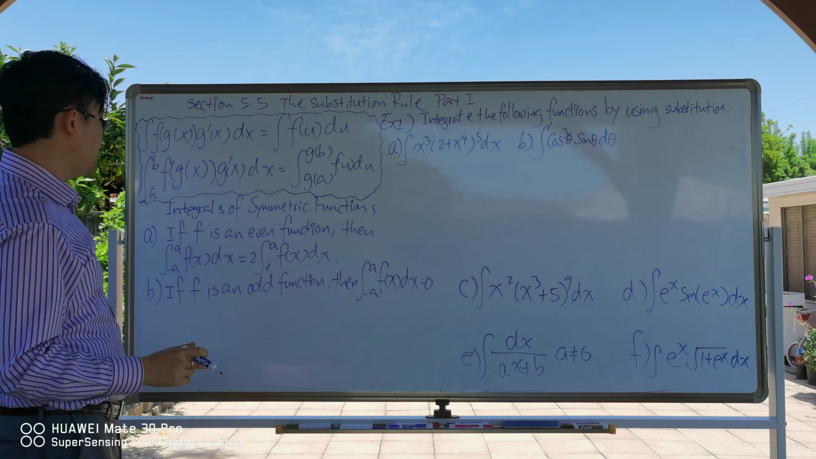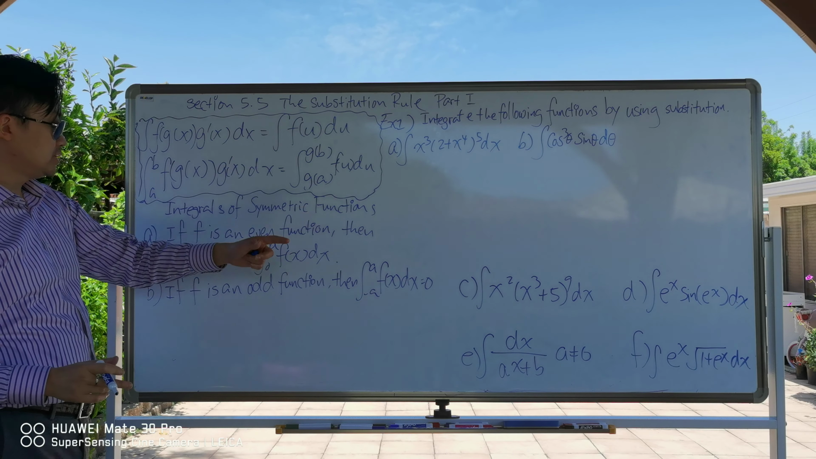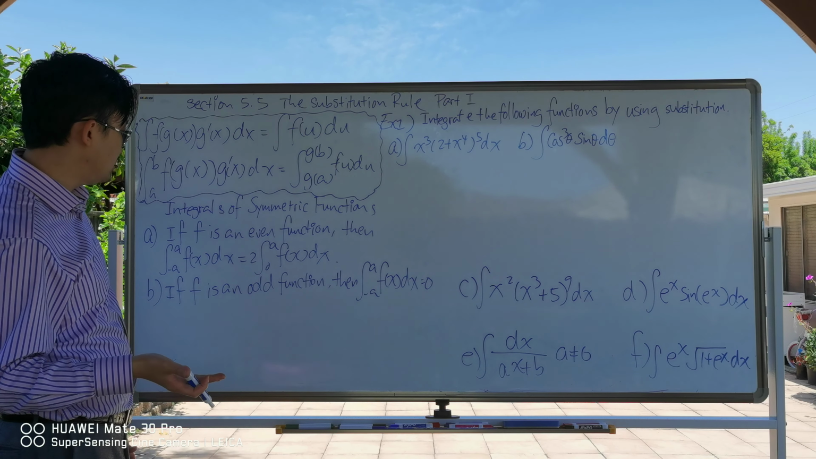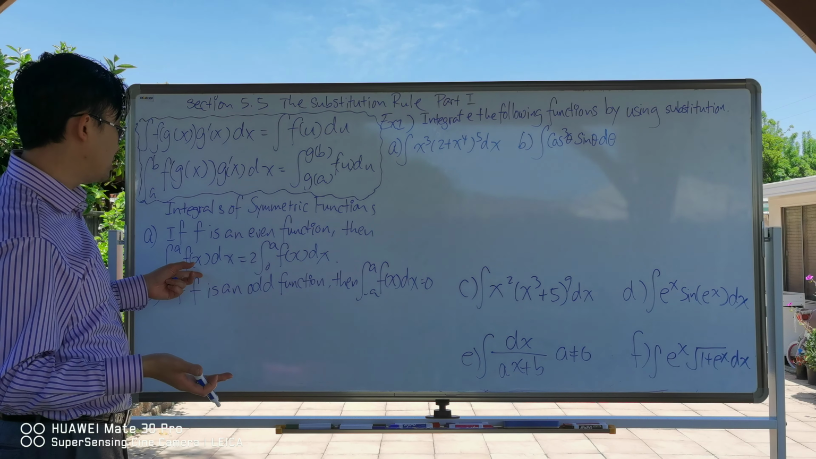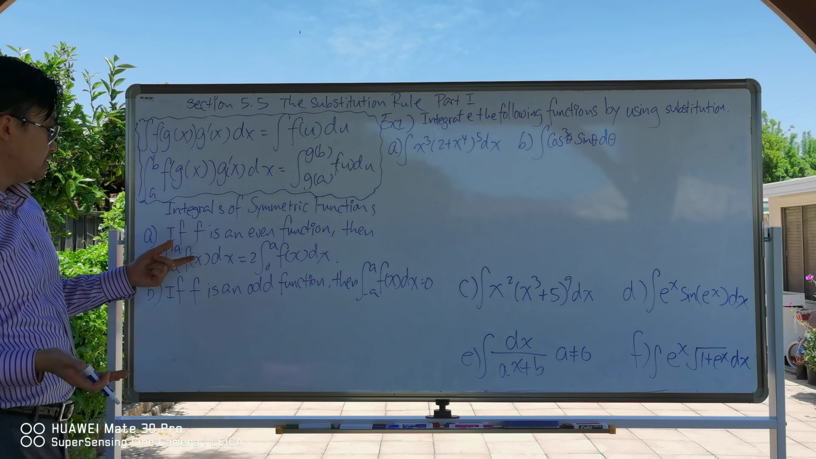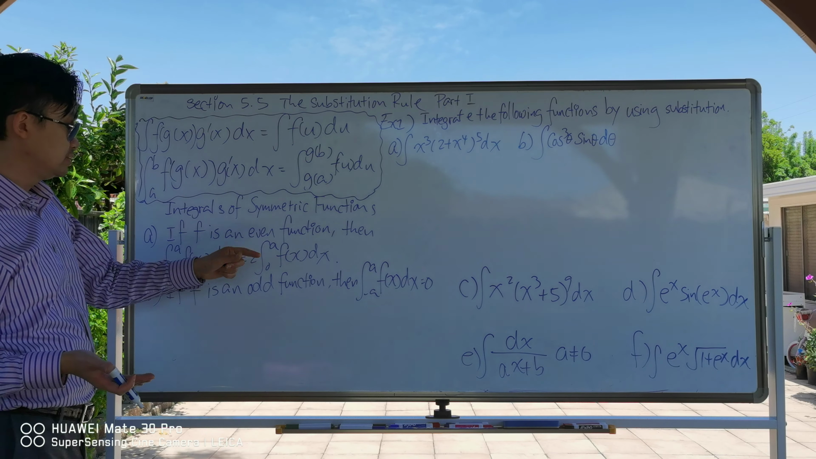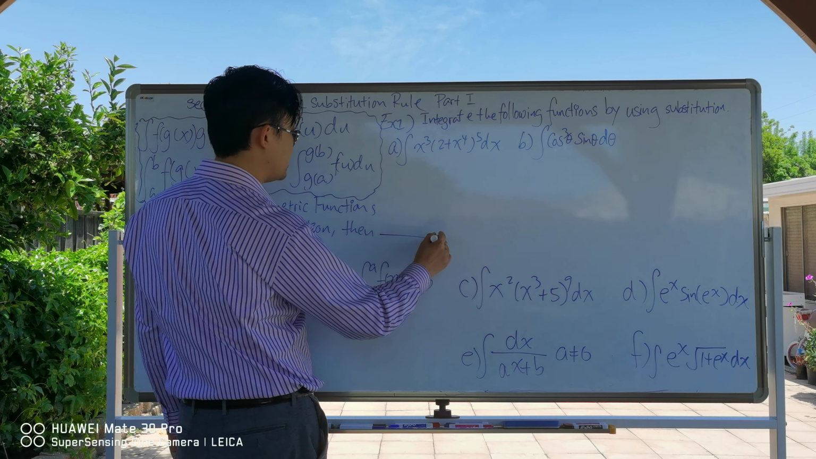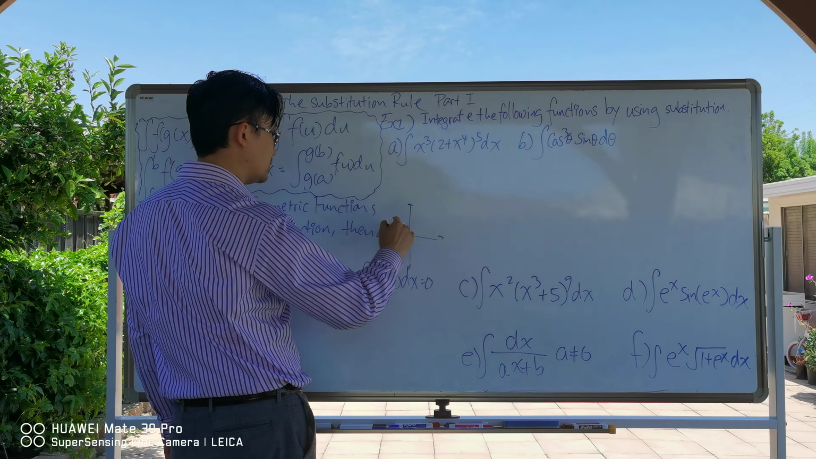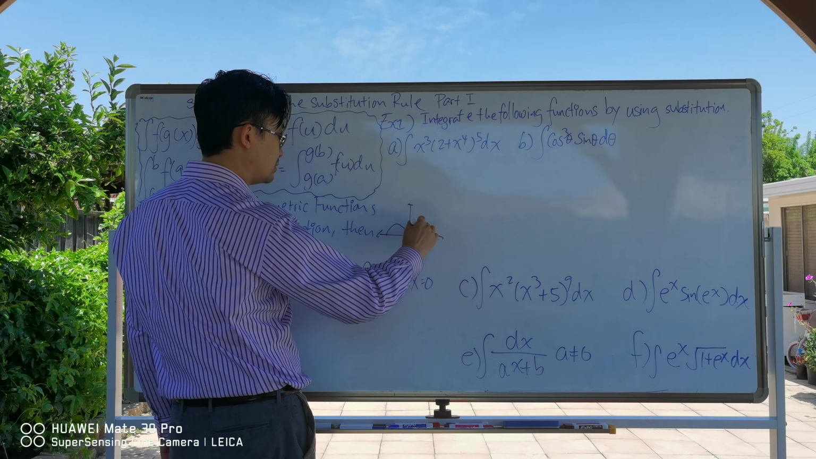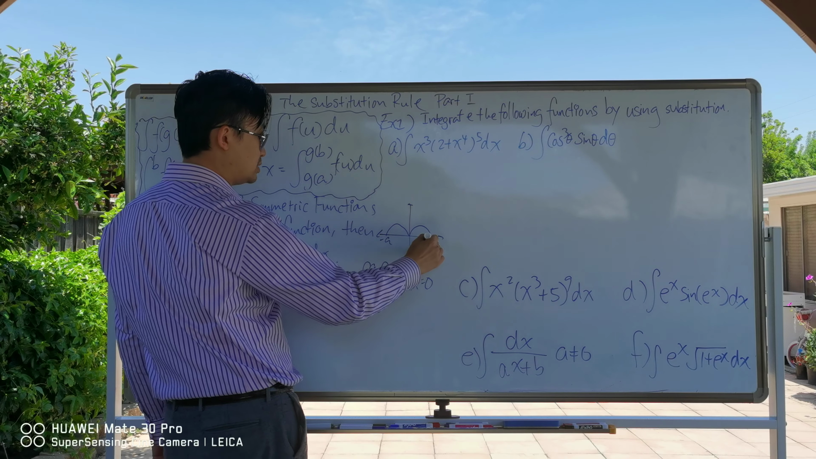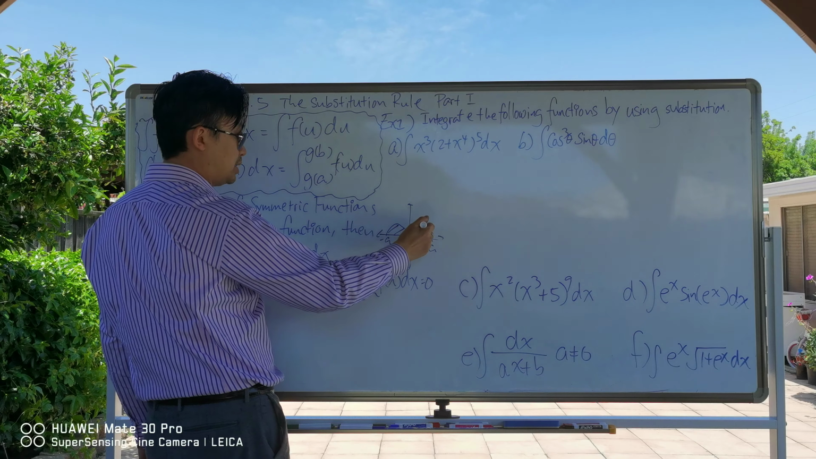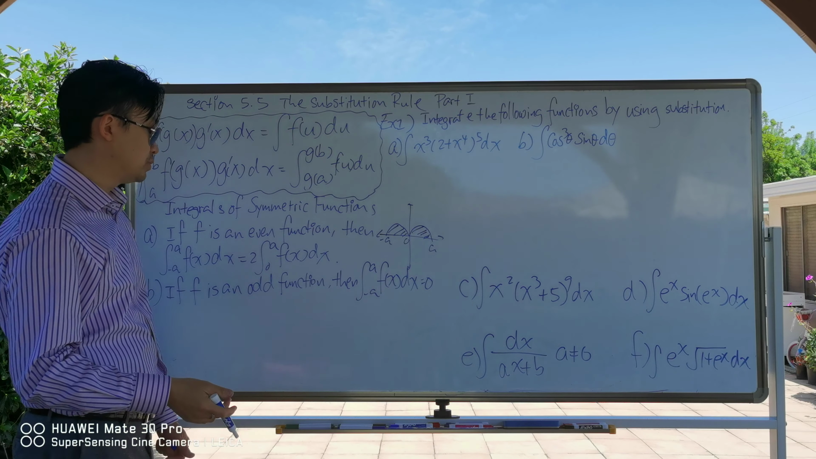The other property I need you to know is integrals of symmetric functions. Remember back to pre-cal, we have odd and even functions. For even functions, the integral from negative a to a of f of x dx is 2 times the integral from 0 to a of f of x dx. Let's say we have a symmetrical function, kind of like a sine curve. Instead of finding the area from negative a to a, we can just find the area from 0 to a and multiply by 2, because both sides are equal.